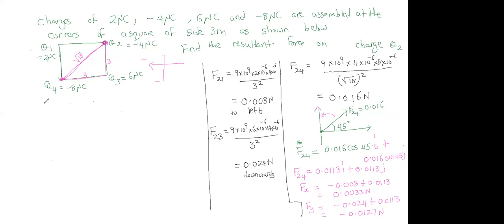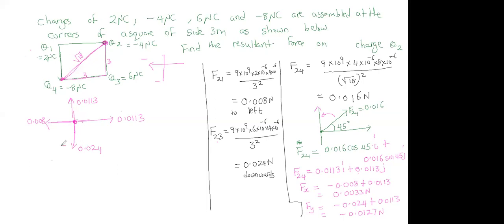So, Chiberu, what we are saying is that this is going to be our Q2 here. Now, on our Q2, we have this force here, which we obtained as 0.0113. But earlier on, we obtained another force, which was 0.008. Also, we obtained this one down, which was F23, which was 0.024. Still, we have obtained another force going upwards, which is 0.0113. So in order for us to find the total, we must get the ones acting horizontally and those acting vertically.